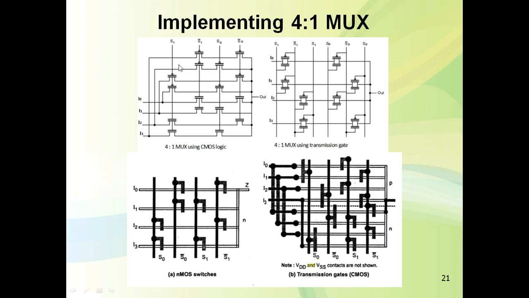You can see this implementation of the 4:1 mux, which we have discussed already, is by using the CMOS logic structure, that is p type transistors and n type transistors. The same we can implement using transmission gates. So this is the arrangement for the 4:1 mux using transmission gates, and this is the stick diagram for the 4:1 multiplexer.